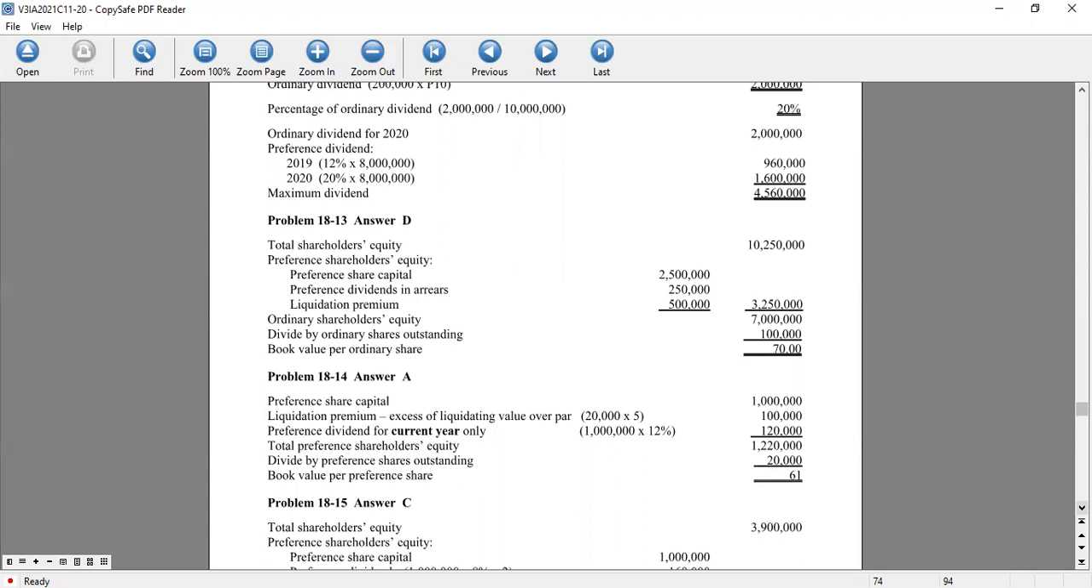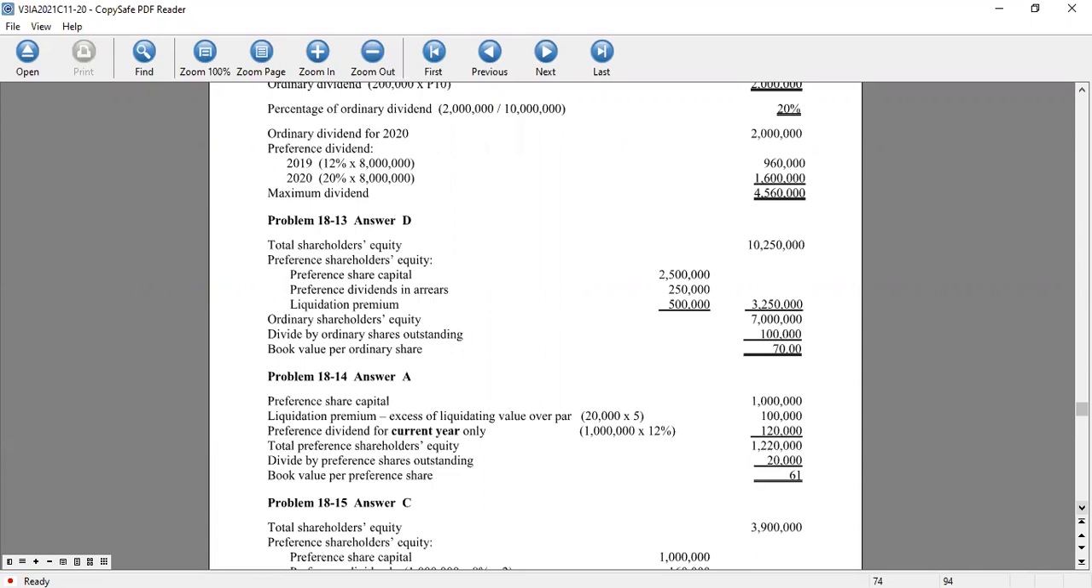Total of 3,250,000 for the preference shareholders equity. For the ordinary, it's 7 million, divided by the ordinary shares outstanding of 100,000. That's taken by, anyway, we have the par of 35. 3.5 million divided by 35, and you are given the 100,000 ordinary shares. The book value per ordinary share is 70.